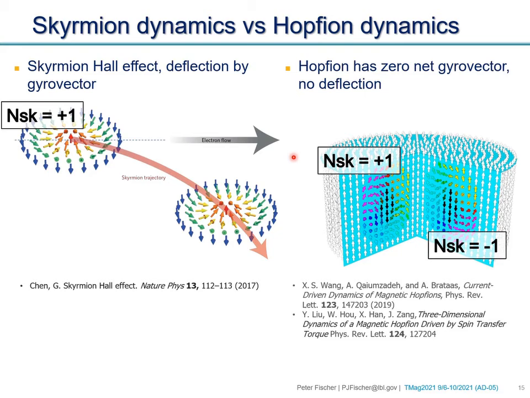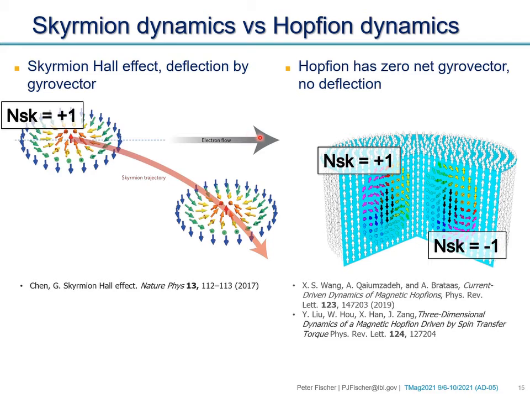Why is it interesting? Let me briefly compare what is different between Skyrmion dynamics and Hopfion dynamics. As you probably all know, in Skyrmions there is the so-called Skyrmion Hall effect, which in the end means the Skyrmion moving on a racetrack would be deflected because there is a gyro vector. And this is of course a very unwanted side effect. I know a lot of people are trying to find mechanisms, processes, strategies to balance it back so they can go along a racetrack straight.